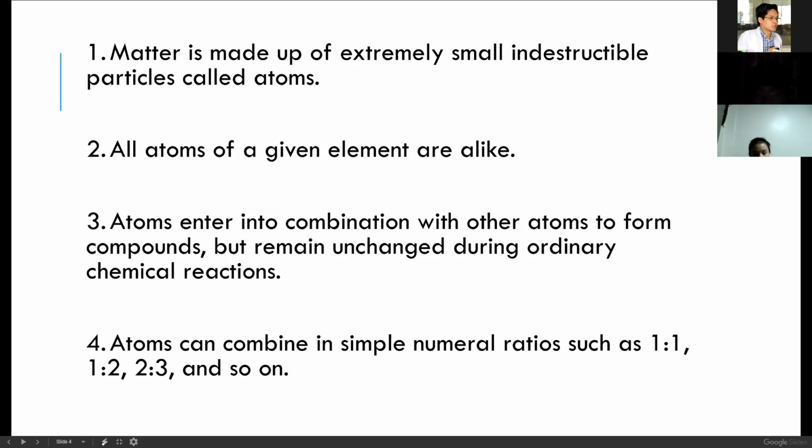Okay. Number four, atoms can combine in simple numerical ratios such as 1 is to 1, carbon monoxide, for example. So one atom of carbon and one atom of oxygen, carbon monoxide. How about 1 is to 2, CO2, for example, carbon dioxide. So one atom of carbon is to two atoms of oxygen, and so on. So that is the numerical ratios of chemical combinations.